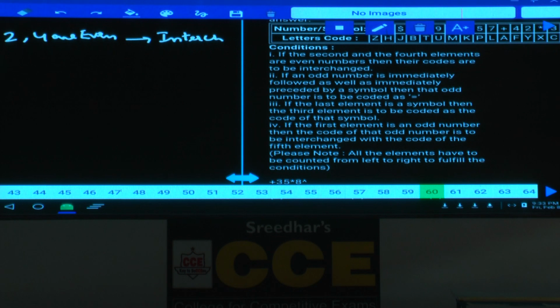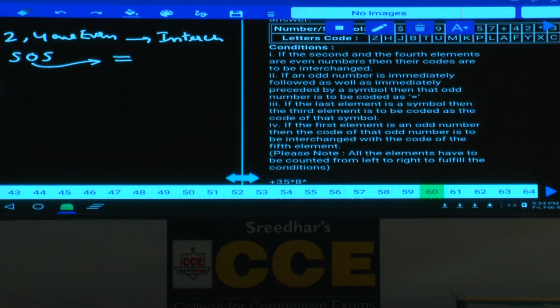Then condition number 2: if an odd number is immediately followed as well as preceded by a symbol, odd preceded by symbol and followed by symbol, then that odd number is to be coded as equal to. Hence this odd number should be coded as what? Equal to. Clear? This is condition number 2: symbol, odd and symbol. Then in the place of that odd digit we need to replace that one with equals to.